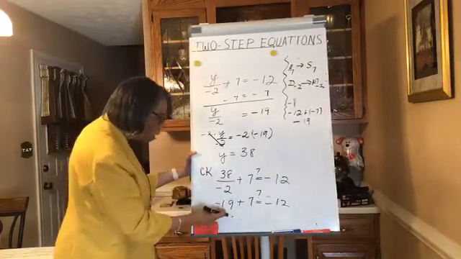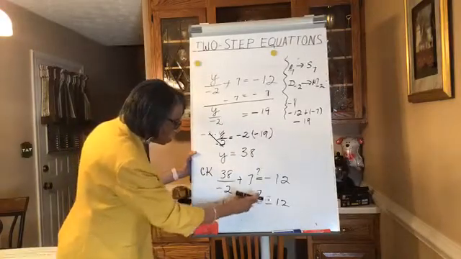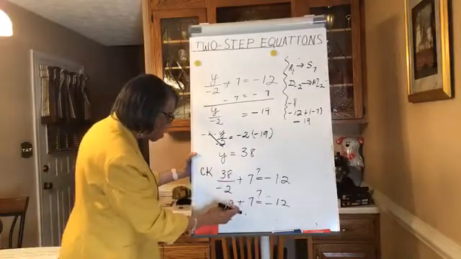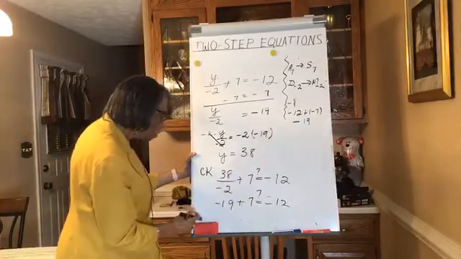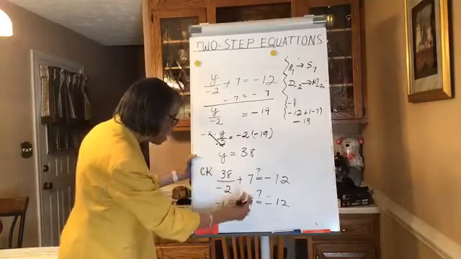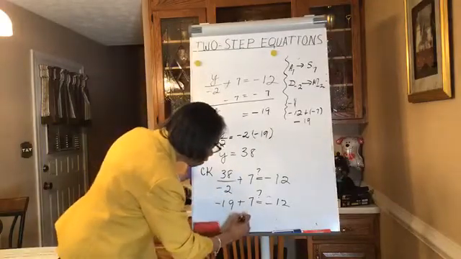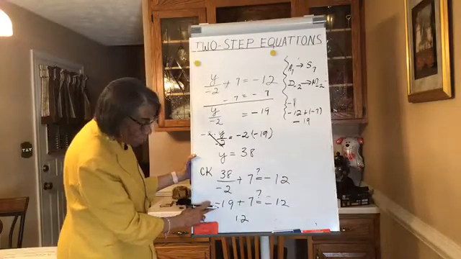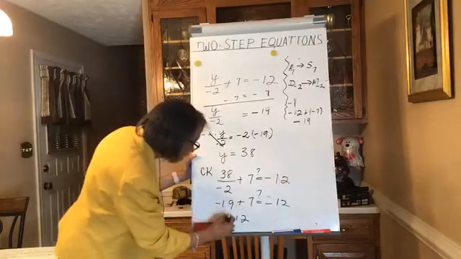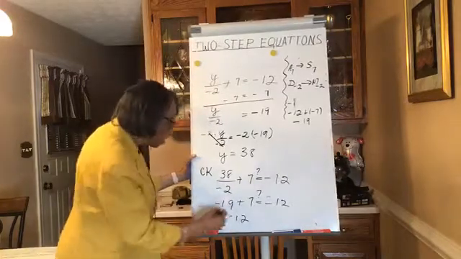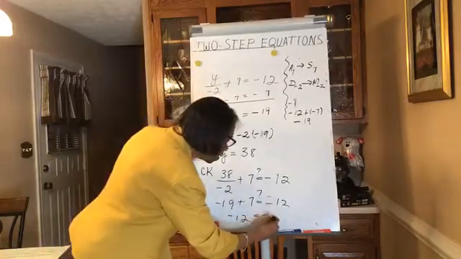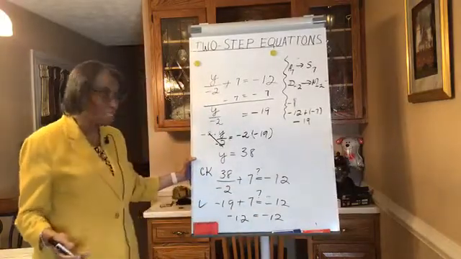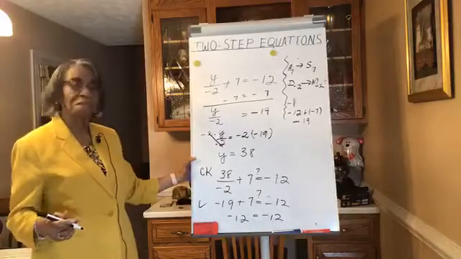So what is the sum of negative 19 plus 7? All right, negative 19, they're opposite signs. So we subtract. 19 minus 7 is 12. The sign of the integer with the larger absolute value is negative. So this is negative 12 equals negative 12. And when we get both sides saying the same thing, an identity, then we know we are correct.